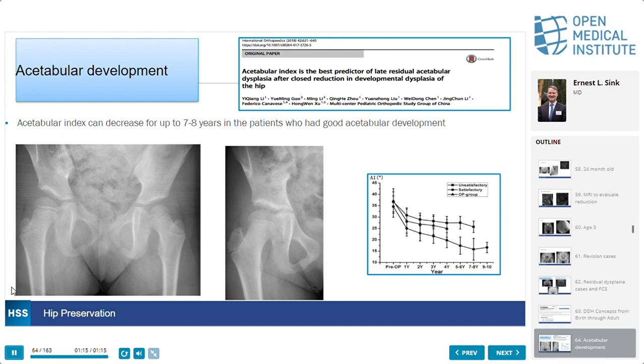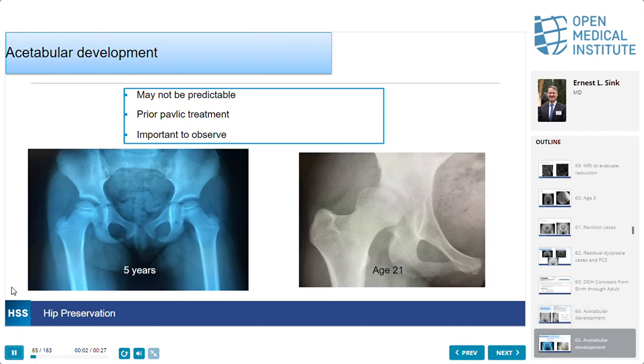So acetabular development is not always predictable. So here's a patient at age 5 that had Pavlik harness treatment. Look at them at age 21. What happened? I've seen that multiple times now. So you have to follow the patients along. And sometimes this hip can turn out normal. Okay, so it's important to observe the hip. So not operating doesn't mean not observing and watching.